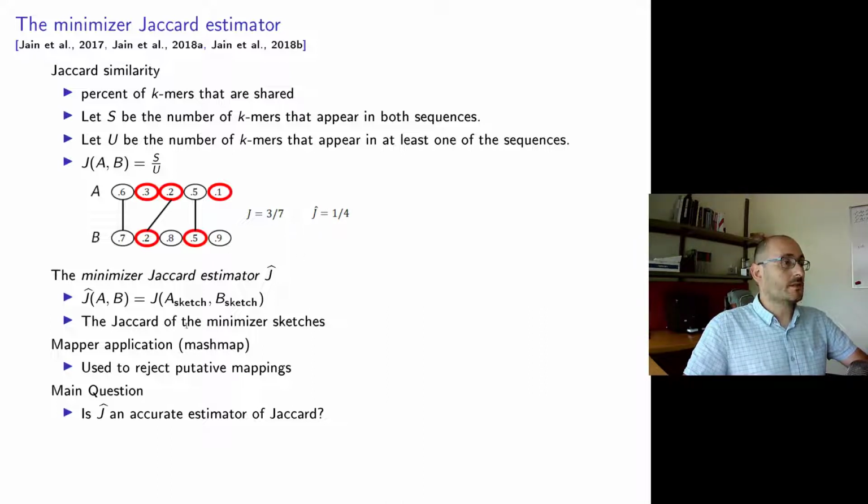This minimizer Jaccard estimator is used in a popular read mapping application called mashmap. The main question of our work now is the following: is J hat an accurate estimator of the Jaccard?